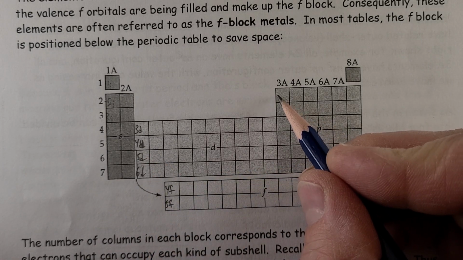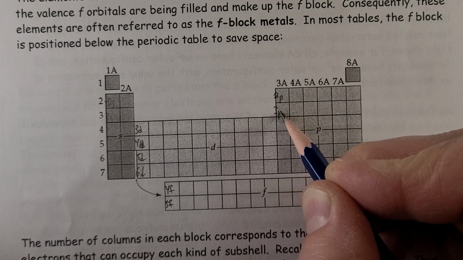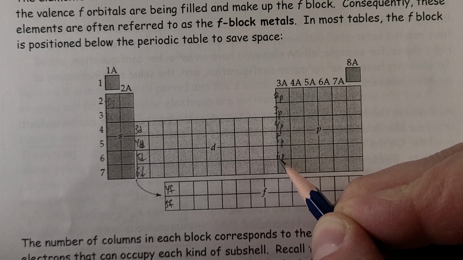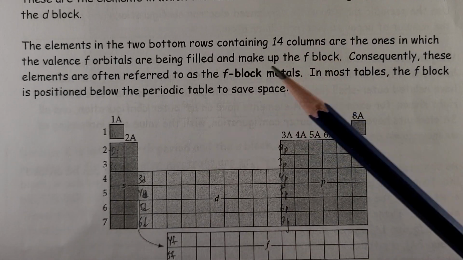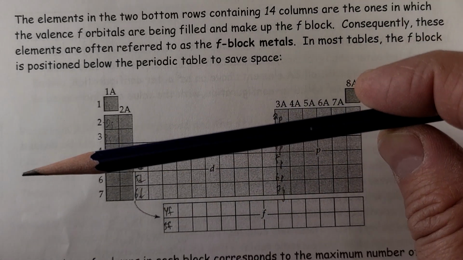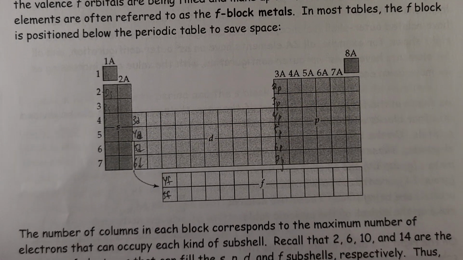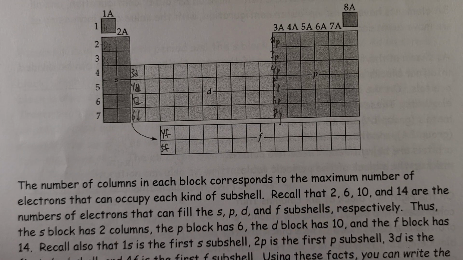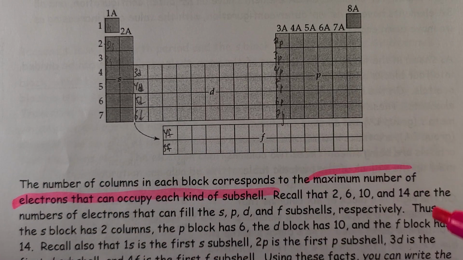And then over here we have the 2P, 3P, 4P, 5P, 6P, 7P. There we go. So that's what this is just illustrating here, going down to the F block, and basically the order, starting at the top and going down, corresponds to those elements. The number of columns in each block corresponds to the maximum number of electrons that each subshell can carry.